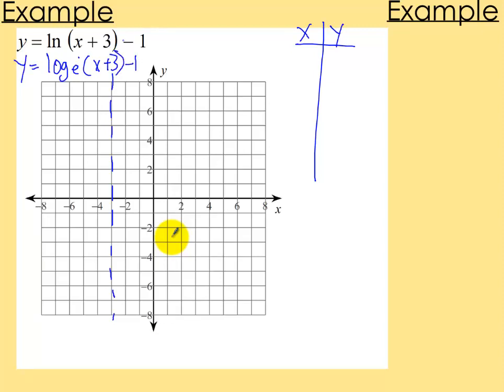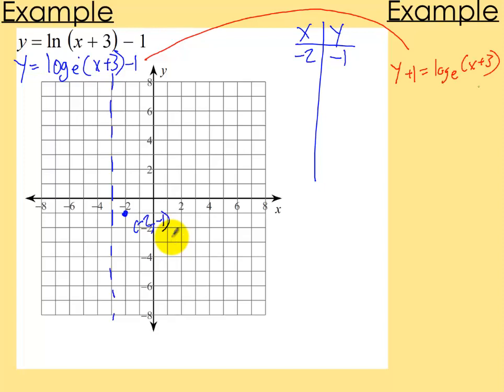So the value that's going to make that 1 is going to be negative 2. And so when x is negative 2, you're going to have 0 minus 1, or negative 1. So plot that point, (negative 2, negative 1). And I want to get a second point in there. I want to convert this to exponential form. So I'm going to add 1 to both sides. I get y plus 1 equals log base e of x plus 3. Converting that to exponential form, I'm going to get e to the y plus 1 power equals x plus 3. And then subtract 3 on both sides. You're going to get e to the y plus 1 power, minus 3, equals x.